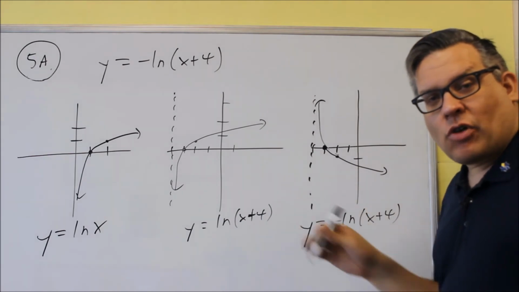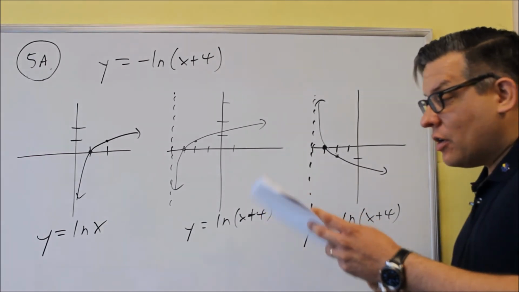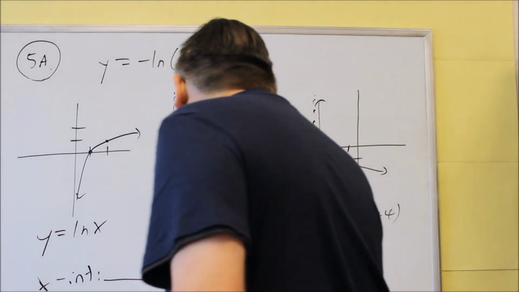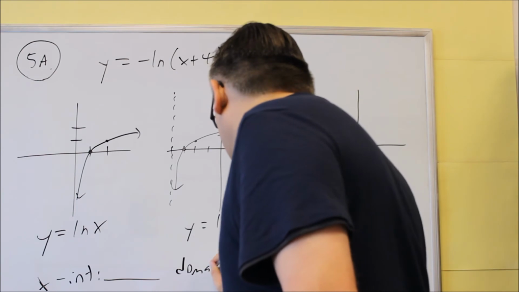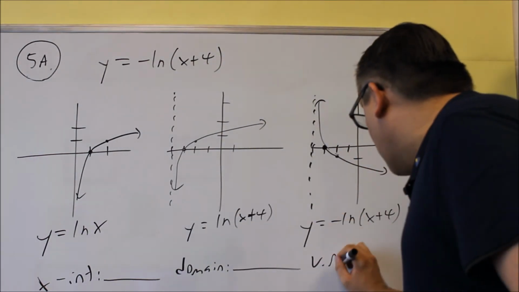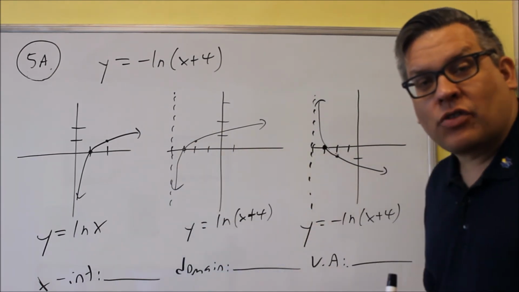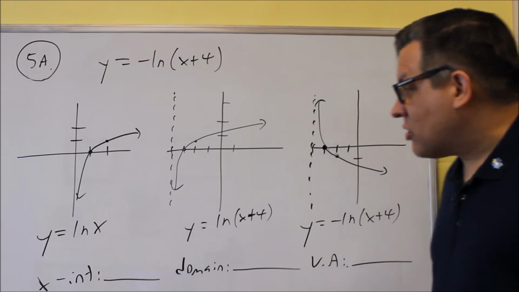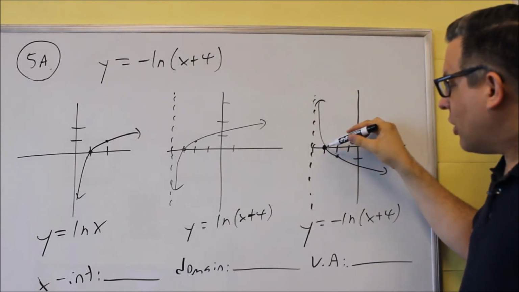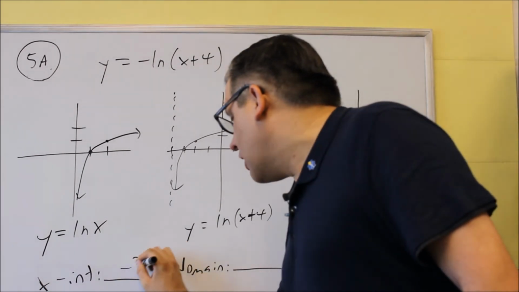Now, besides the graphs, it also asks you for some other information. It asks you for the x-intercept, the domain, and the VA, the vertical asymptote. So we have to indicate those off the graph, and they want you to do this with your final graph. Our final graph crosses the x-axis at negative 3, so I'll put that in there.